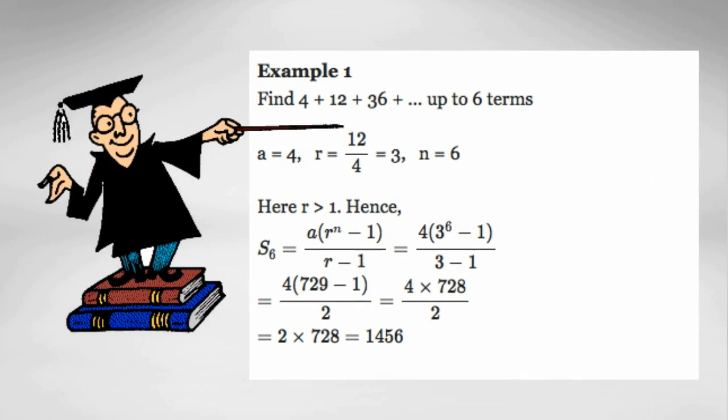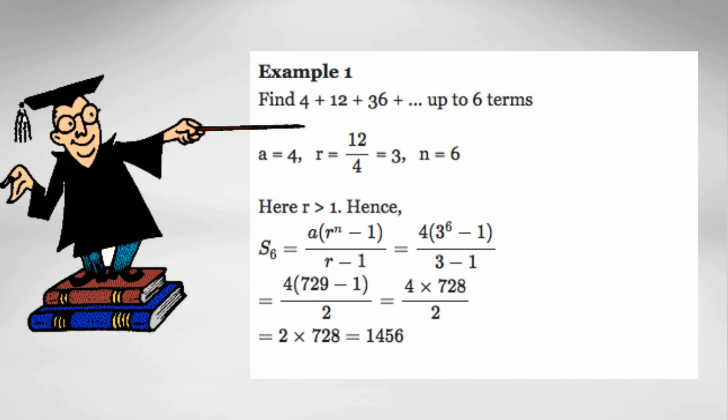Let's have a look at an example. It says find 4 plus 12 plus 36 plus so on up to 6 terms. Here a is equal to 4, r is equal to 12 by 4, which is 3, and n is equal to 6. Also here r is greater than 1, hence the formula would be S6 is equal to a into r to the power n minus 1 divided by r minus 1, which will give us 4 into 3 to the power 6 minus 1 divided by 3 minus 1, and we get the answer as 1456 upon solving this equation.